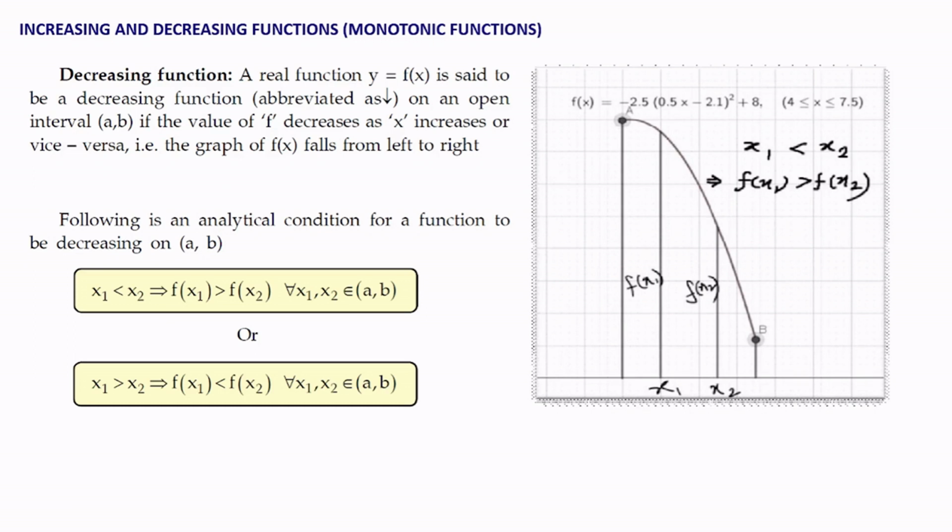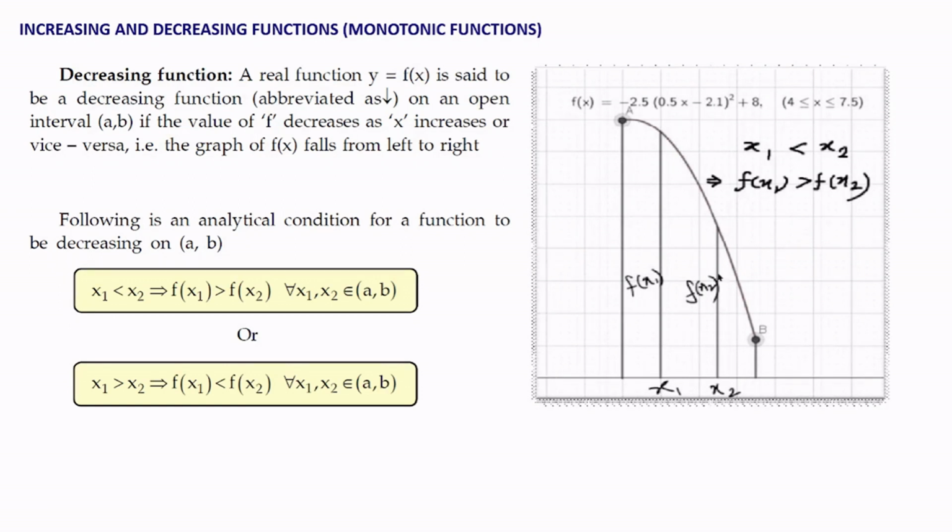The next function we have is called decreasing function. So we call a real function y equal to f of x a decreasing function on the open interval a comma b if the value of f decreases as x increases, or if the value of f increases as x decreases. So here the graph of f of x falls from left to right. So here we can see that x1 is less than x2. On the other hand, f of x1 is greater than f of x2.